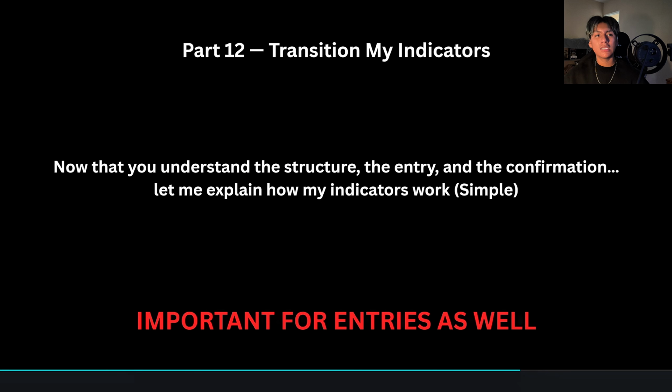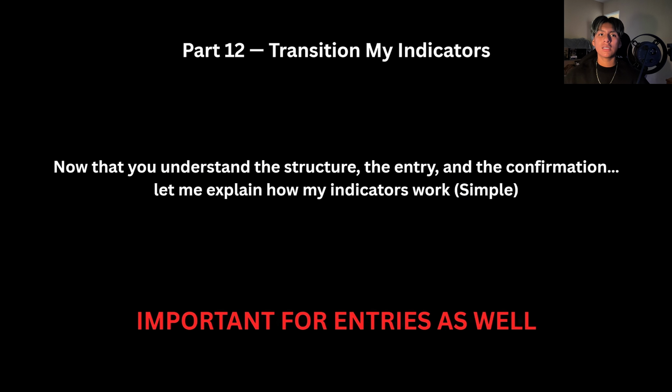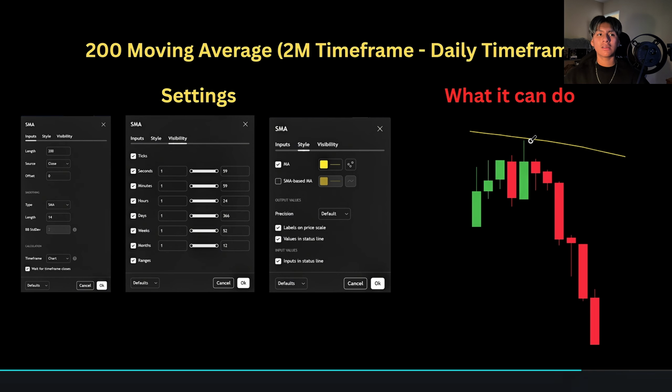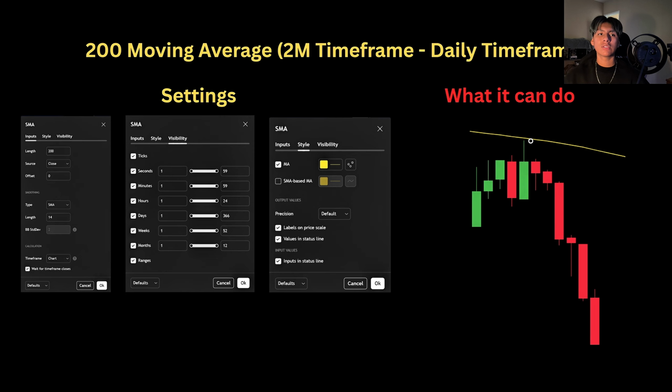Now, transitioning to my indicators. Now that you understand the structure, the entry, and the confirmation, let me explain how my indicators work. This is the most important part, as well as catching the trades. The 200 moving average is one of my most powerful indicators. This indicates where price will most likely get rejected. It's this yellow line. I always look at it on a 2-minute time frame through the daily time frame. So the 5-minute, 10-minute, 15-minute, 30-minute, and 45-minute time frames. It usually pops up in different price ranges when you switch time frames, and these are my settings.